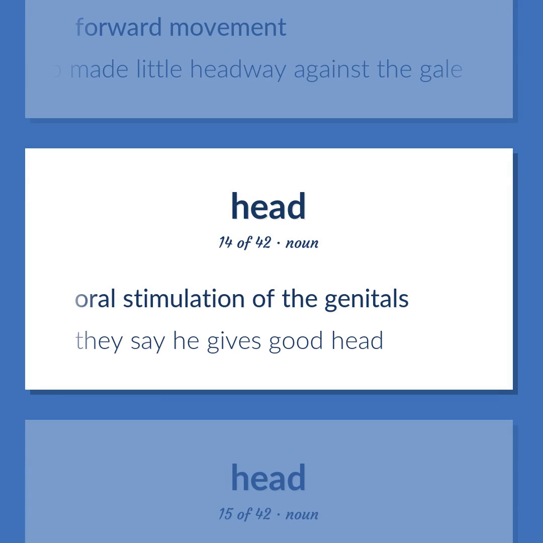Oral stimulation of the genitals. They say he gives good head.